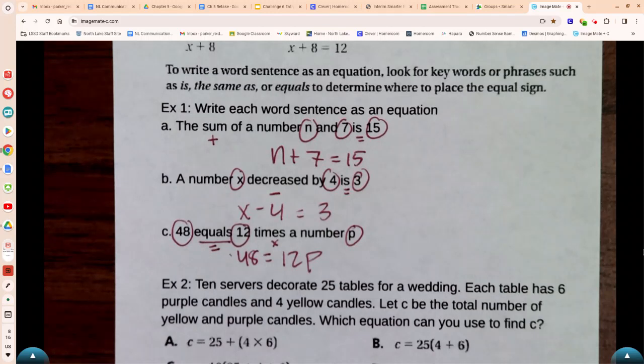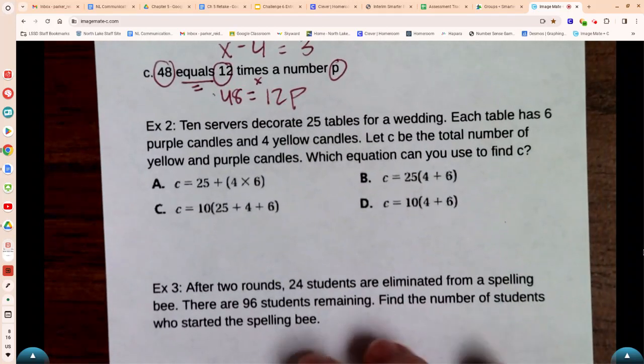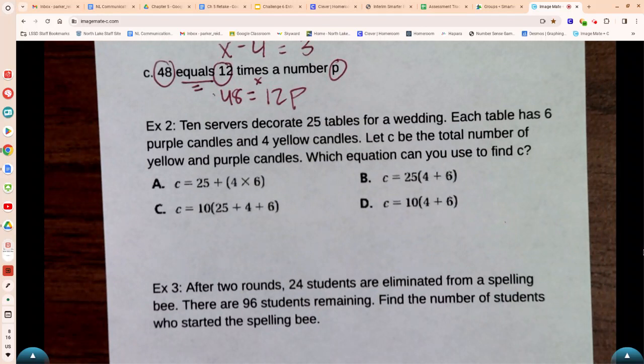Questions about example 1, A, B, or C? So that was writing equations based on a word sentence. Now we are going to do it based on a real life situation, because that's when it's most useful. 10 servers decorate 25 tables for a wedding. Each table has 6 purple candles and 4 yellow candles. Let C be the total number of yellow and purple candles. Which equation can you use to find C?